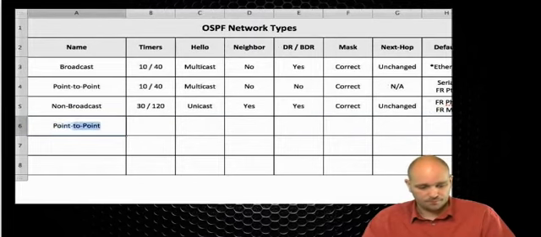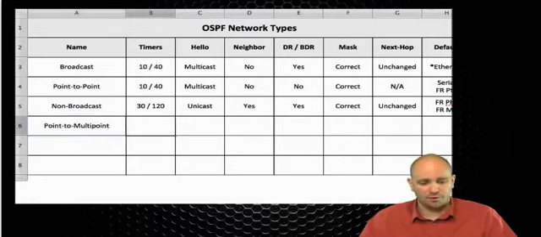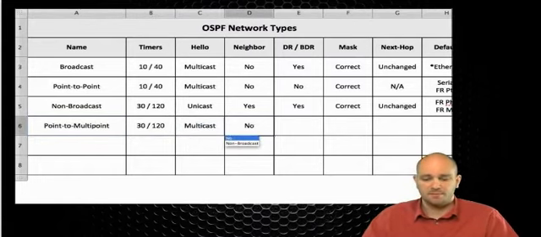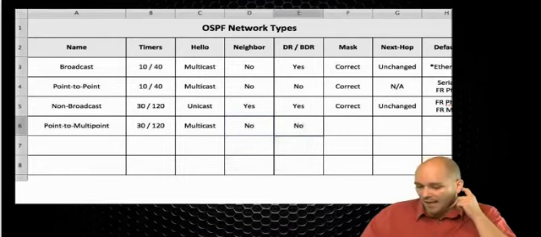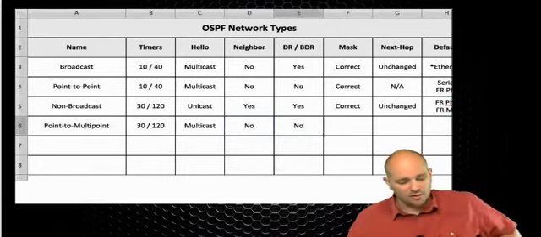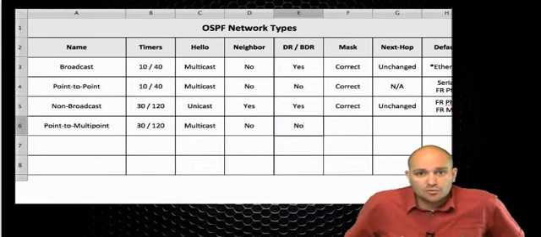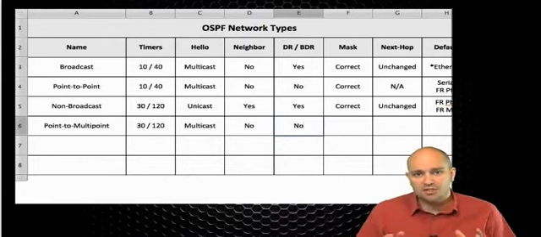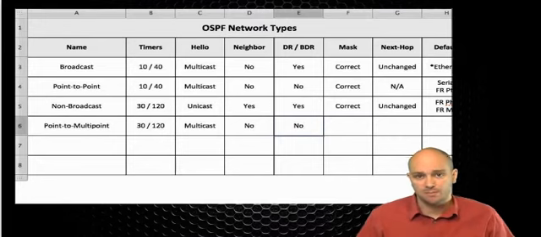Okay, the next network type that we are going to cover is going to be point-to-multipoint. Now, point-to-multipoint also uses the slow set of timers. It uses multicast hellos, which means we don't need the neighbor statement, and there is no DR-BDR election. And this is one of the reasons, if you take a look at it, it looks really like a magic solution for your hub and spoke problems.